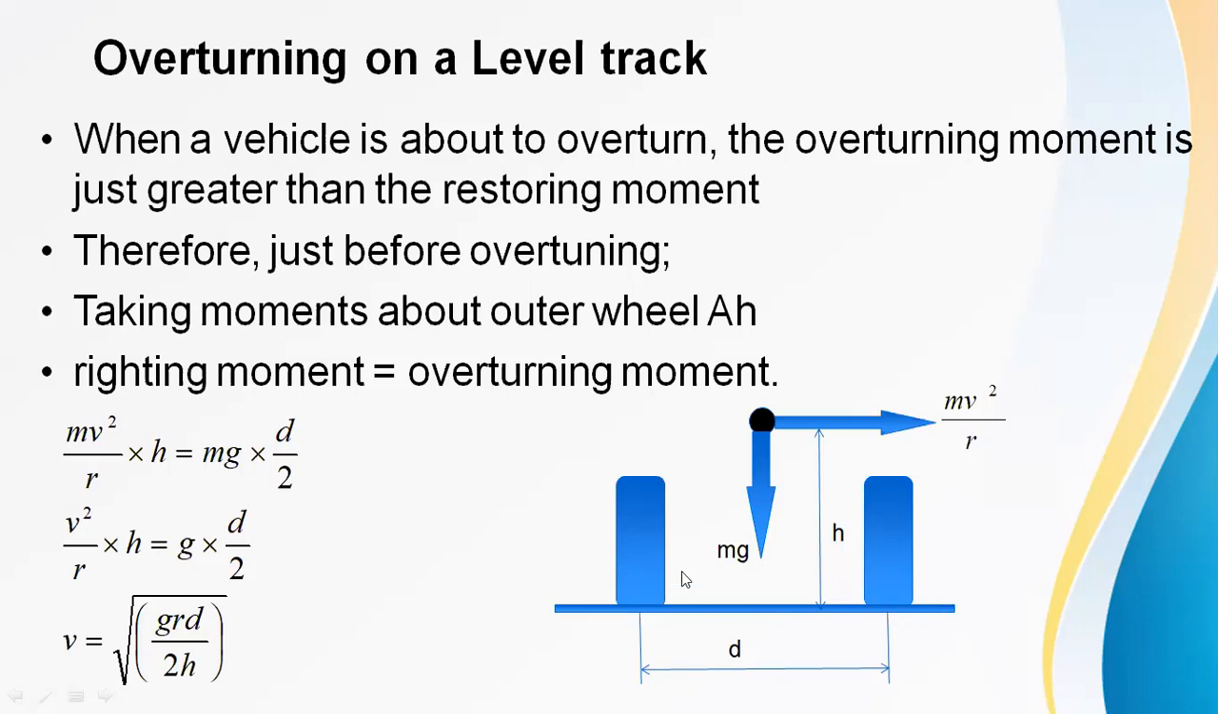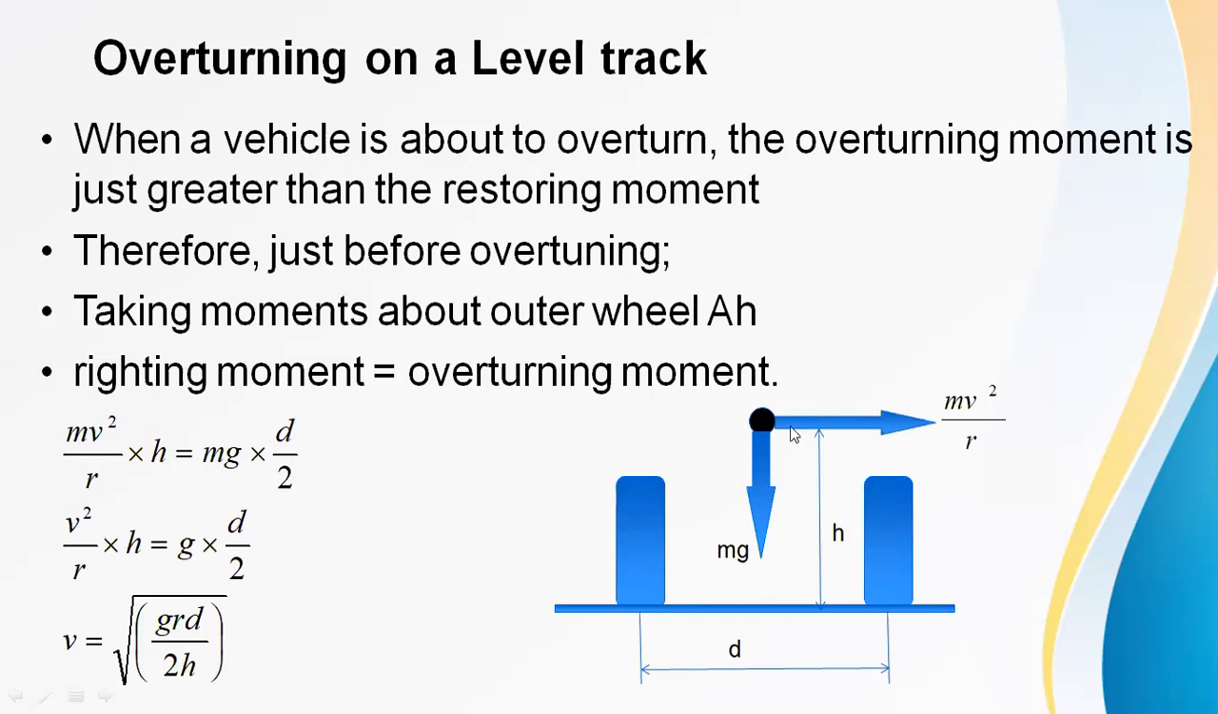The distance between the two wheels, it could be in front or at the back, which we call the track width, is given by the letter D. Because the center of gravity is at the center, this D should be divided by 2. That's why we have mg multiplied by the track width divided by 2. So that's how you have that as your anti-clockwise moment.